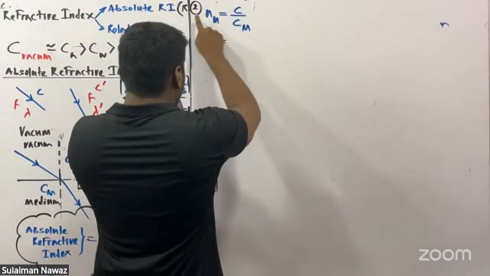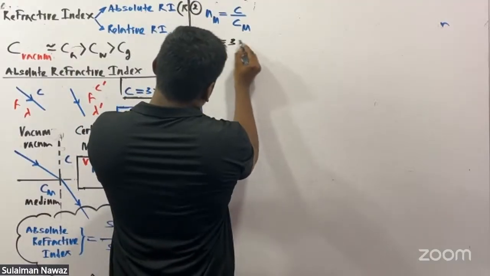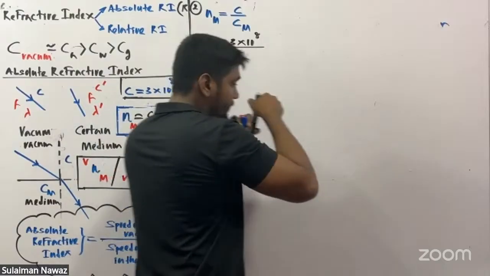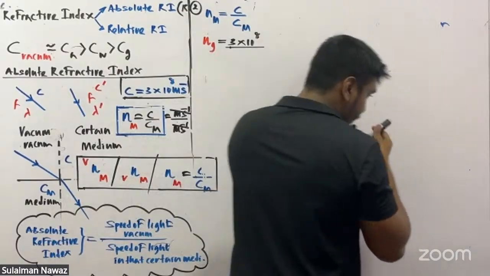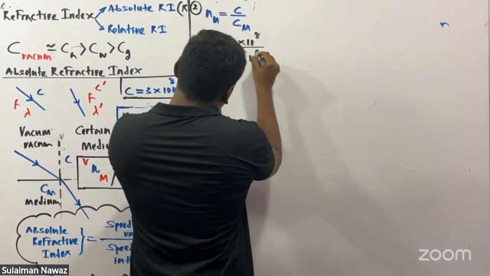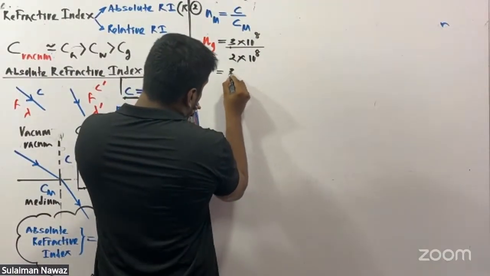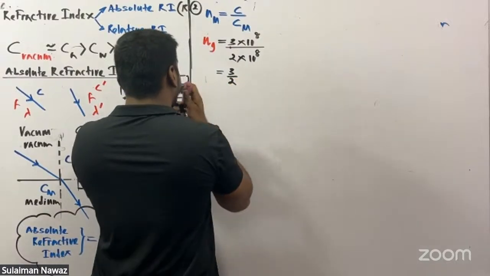Then we know. Question number 2. Speed of light in vacuum is 3 into 10 to the power 8. Over, in that medium, in the glass, speed of light given how much? That is 2 into 10 to the power 8. So then the answer will be 3 over 2. Normally we don't keep it as 1.5. We keep it in fraction format, 3 over 2. Absolute refractive index of glass is 3 over 2.